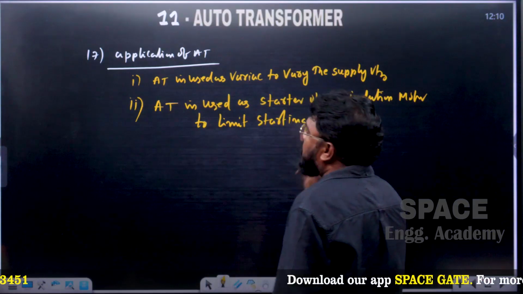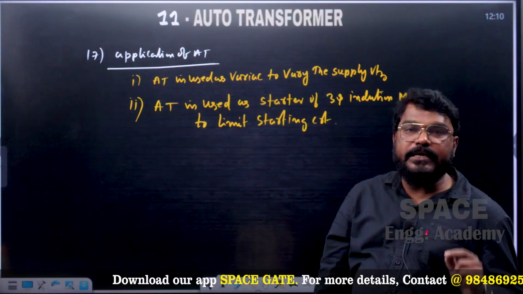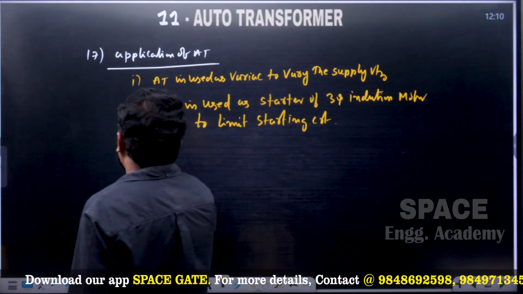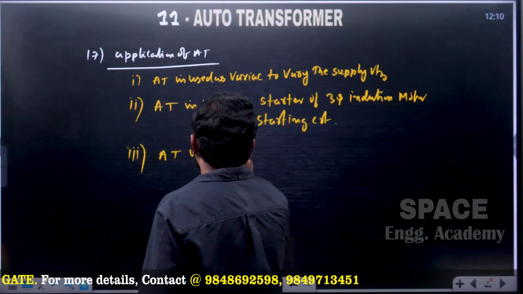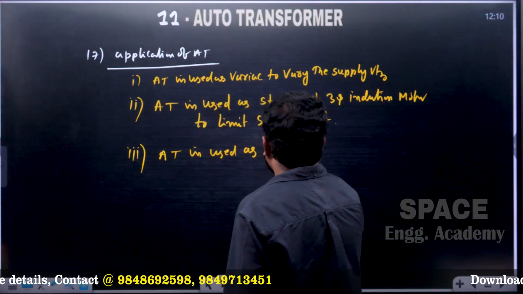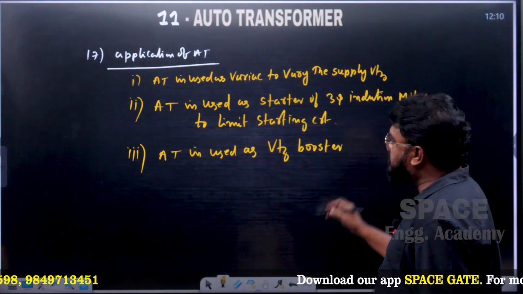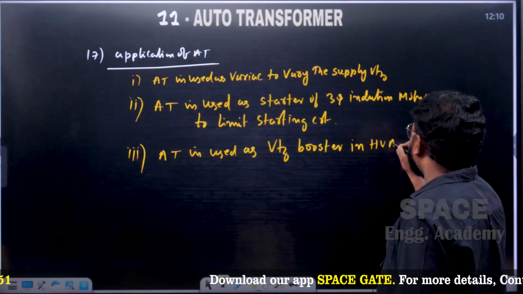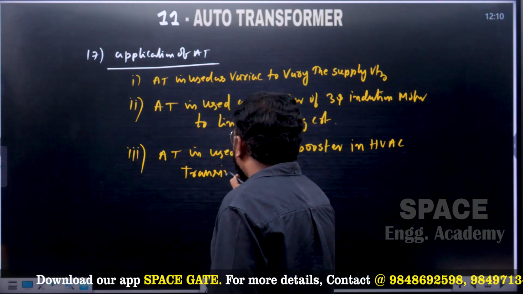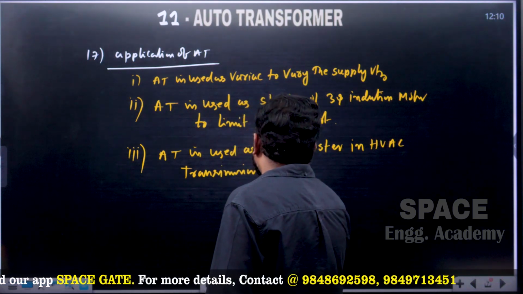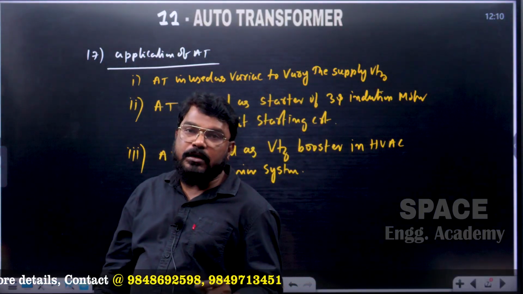And next one, auto transformer is used as a voltage booster in HVAC transmission system. And third one is auto transformer is used as a voltage booster in HVAC transmission system to maintain the constant voltage profile from sending end to the receiving end. So this is one of the questions. So what are the applications of auto transformers?